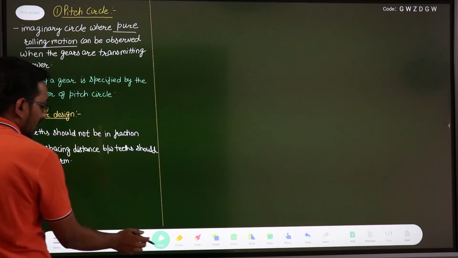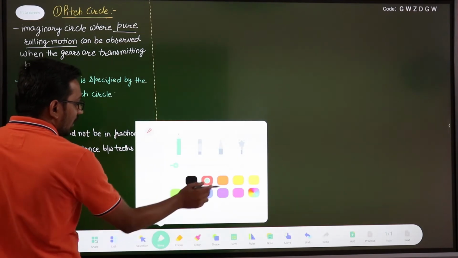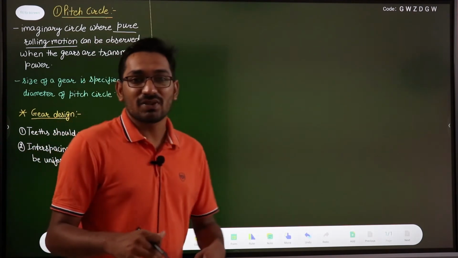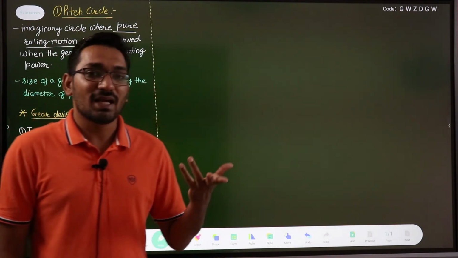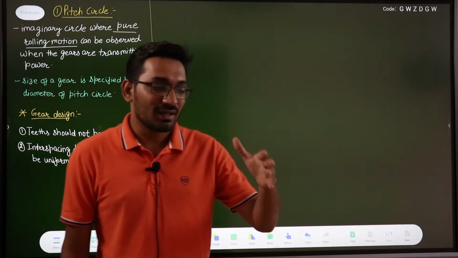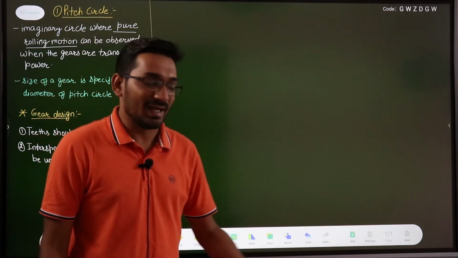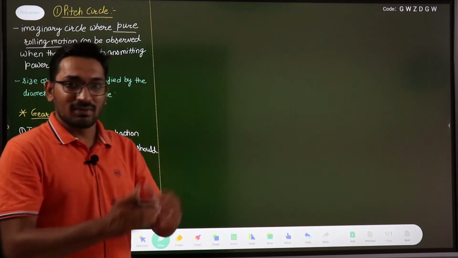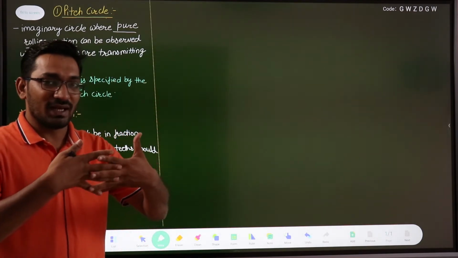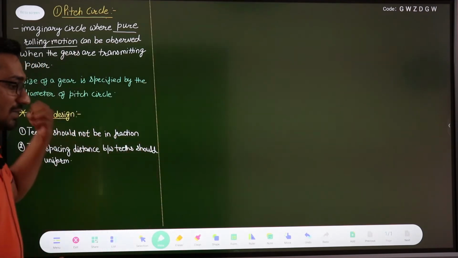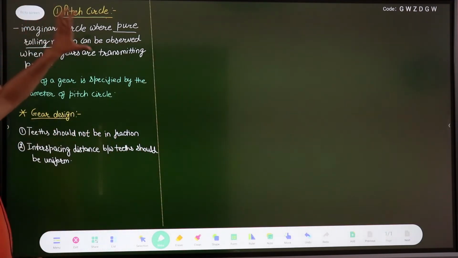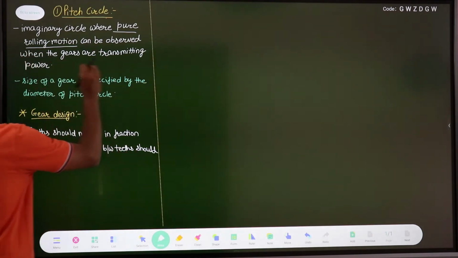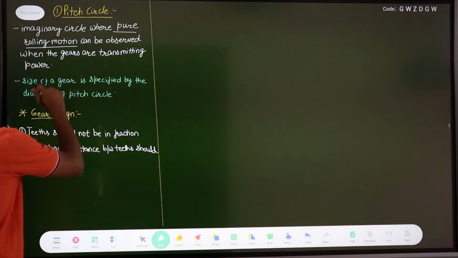Right, we know that in gears we always want a constant angular velocity ratio to be maintained, and to maintain that constant angular velocity ratio there should always be pure rolling, that is rolling or rotation without sliding. So when the two gears are meeting with each other and rotating, the circle where this pure rolling motion can be observed is known as your pitch circle when the gears are transmitting the power.